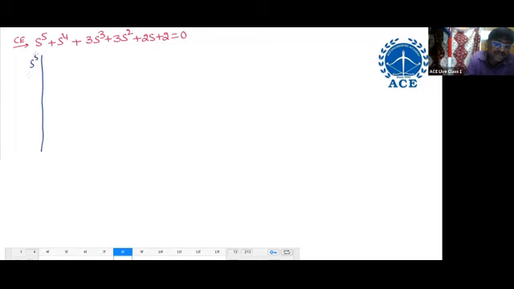S power 5, S power 4, S cube, S square, S power 1, S power 0. Now get the answer. So this is 1, alternate 3, alternate 2. So what happened? 1 into 3, 3. 3 minus 3, 0. 1 into 2, 2. 2 minus 2, again 0.